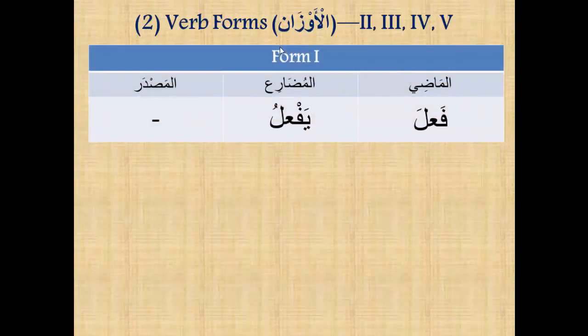In this lesson, we'll be learning forms 2, 3, 4, and 5. Awzan 2, 3, 4, and 5. And this is the format I'll be using to teach this information to you. On the top, we'll have the form. Now, keep in mind that a form consists of three components. We have al-madi, the past tense, al-mudari', the present tense, and the masdar, the verbal noun. And we have a stencil for each using the placeholder roots fa'ain lam fa'ala. So this will be displayed on the top.